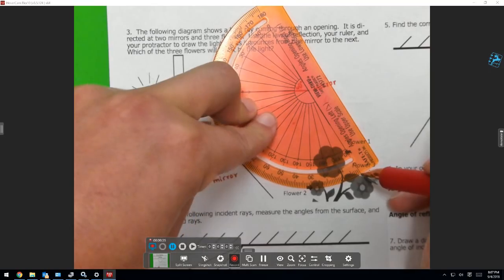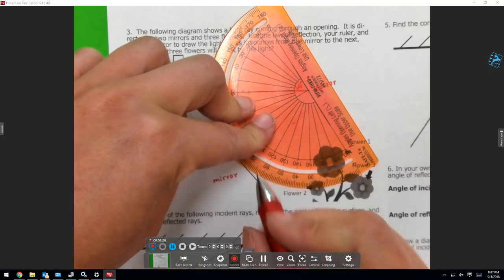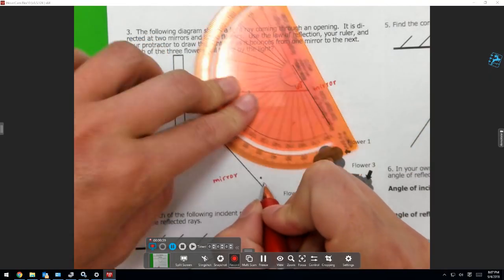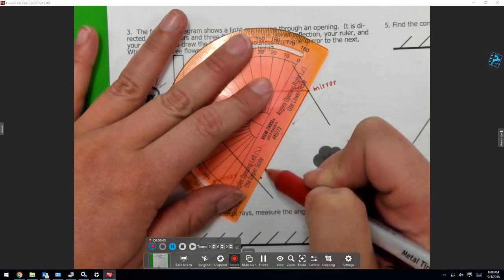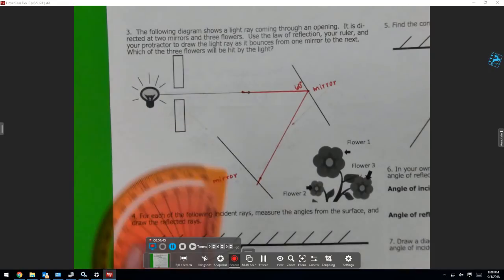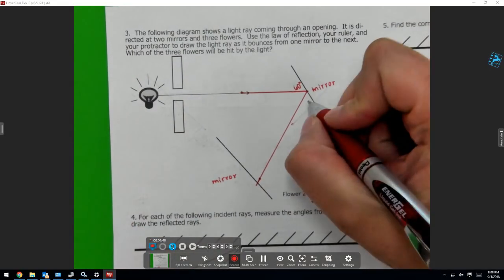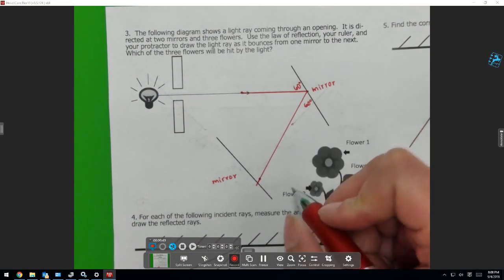You're going to go from 0. You're going to go all the way to 60. You're going to put yourself a dot. And then you're going to connect your V with that dot you just made until you hit mirror number 2. And then you can label all your 60s and stuff.